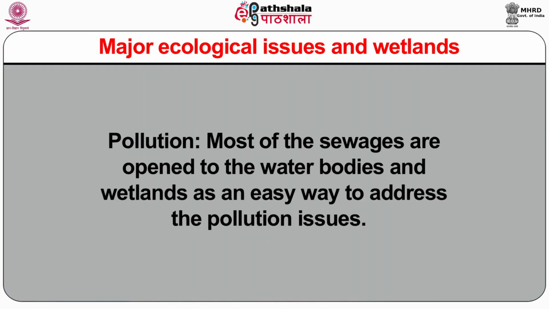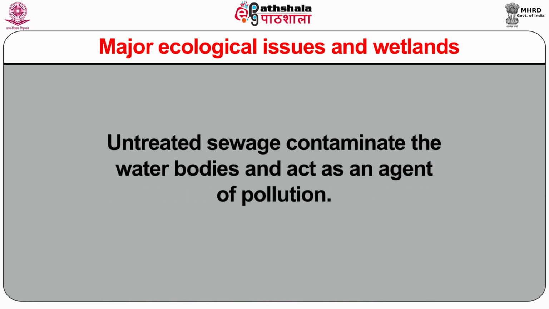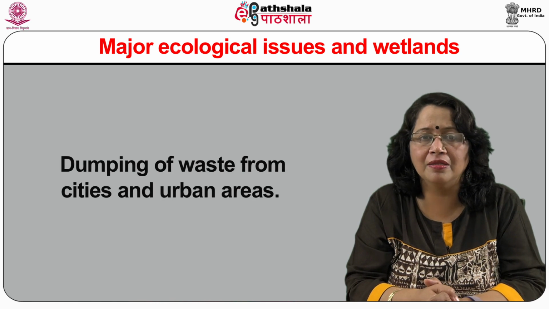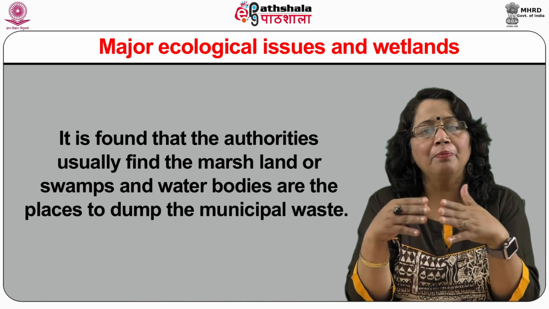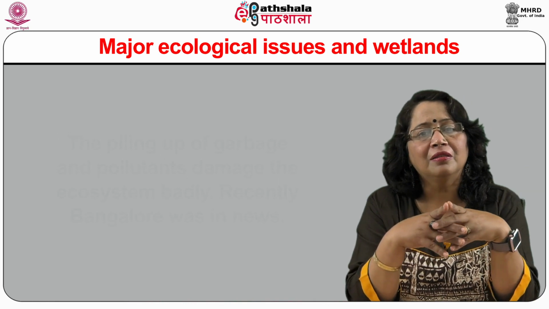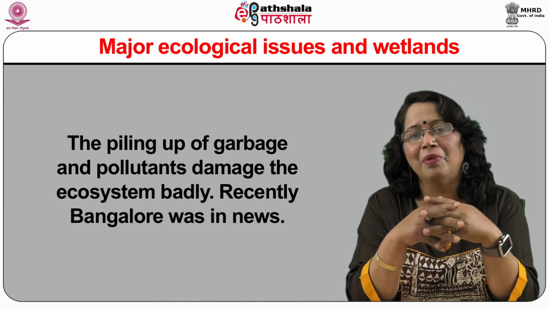Pollution. Most of the sewage is let open into the water bodies and wetlands as an easy way to address pollution issues. Untreated sewage contaminates the water bodies and acts as an agent of pollution. Dumping of waste from cities and urban areas. It is found that the authorities usually consider marshland, swamps and water bodies as places to dump municipal waste. The piling up of garbage and pollutants damages the ecosystem badly.